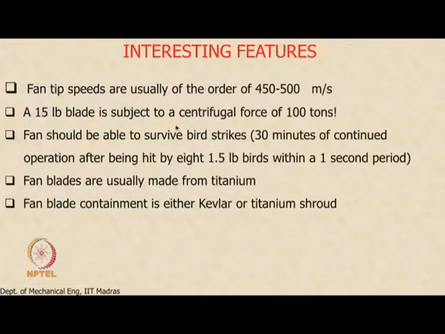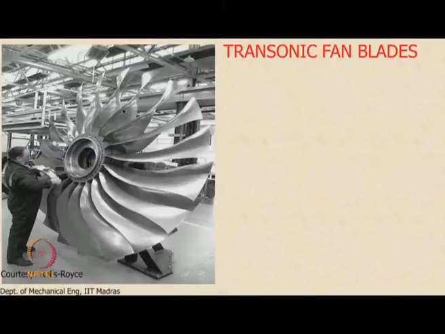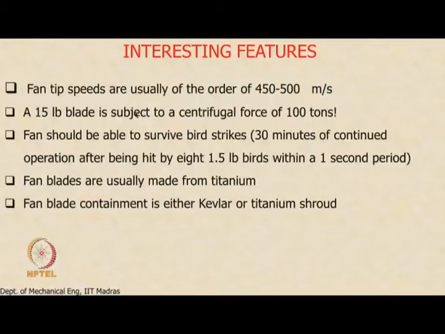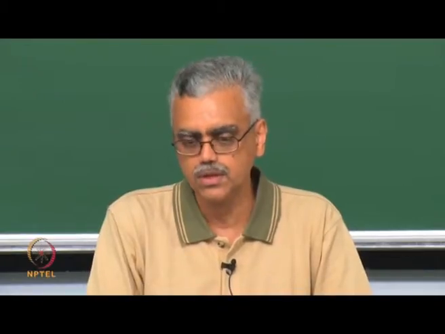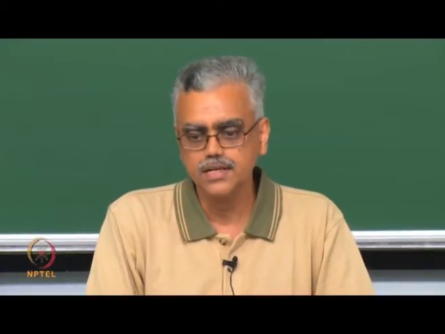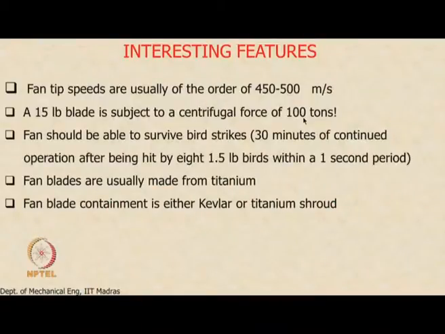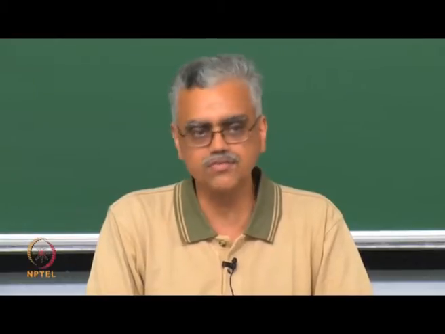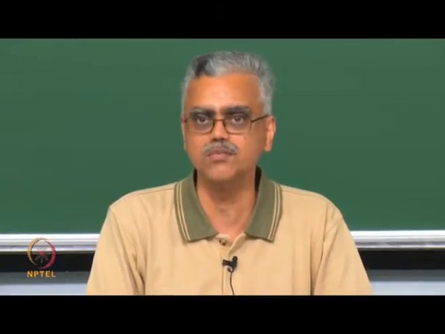So, each blade that you see here, a single blade, weighs only 15 pounds, but it has to bear a load of 100 tons. To put this in perspective, Rolls-Royce does so very nicely on their website. They say that you can take a train locomotive and hang it from one blade, and the blade will still be able to bear the load.